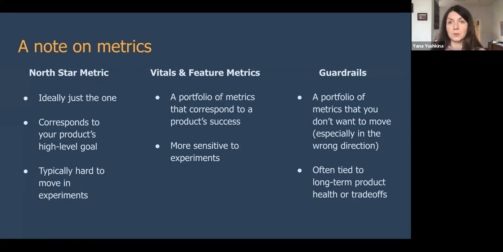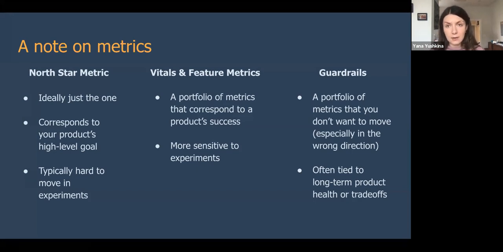For example, you might be growing, and so what you really care about are your one-day actives or activations. Or maybe you really care about engagement, and so you care more about, let's say, your 1 day over 7 day, or you care about time spent in a particular application. So that Northstar metric ideally is just the one, or at the very least, it's a couple of metrics that are complementary, so they don't move in different directions. And it's typically quite hard to move in a given experiment or with a small change.